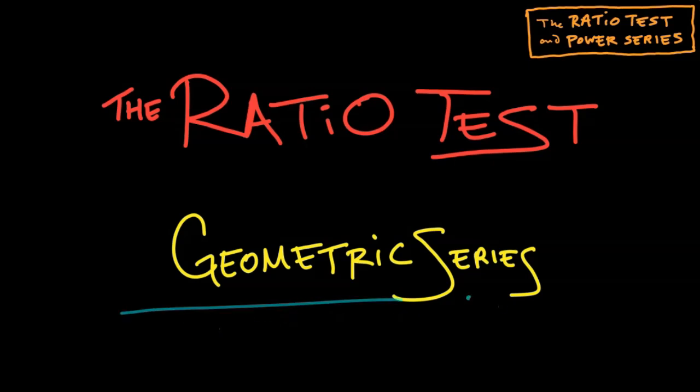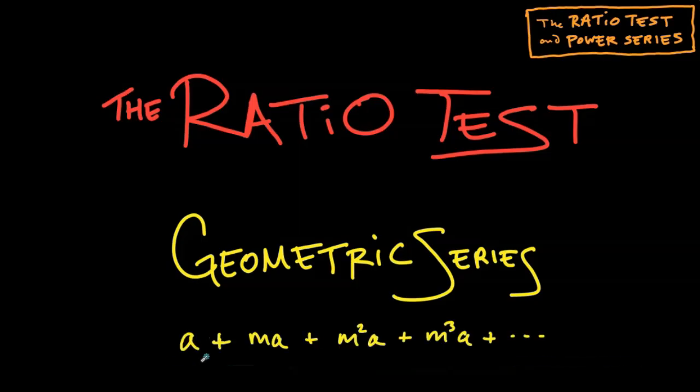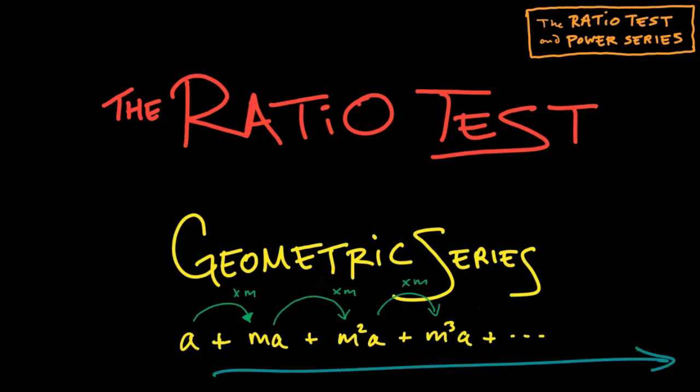And do you remember those carefree early days when everything was simple? We would have a geometric series like this, where we would begin with some constant term a, and then to get to the next term, we would multiply by some constant multiplier m, and to get to the next term, we would multiply by m again, and on and on and on, all the way out to infinity.